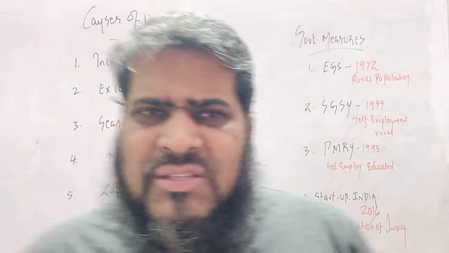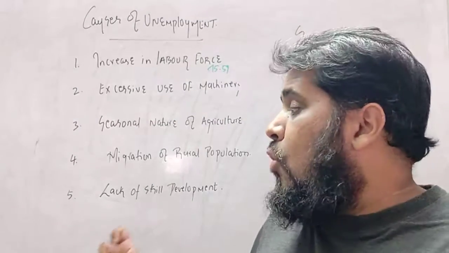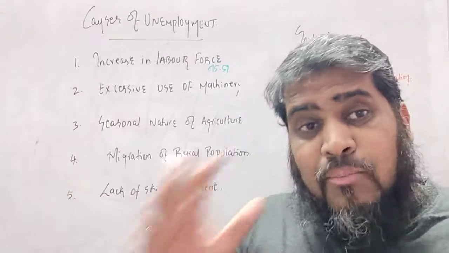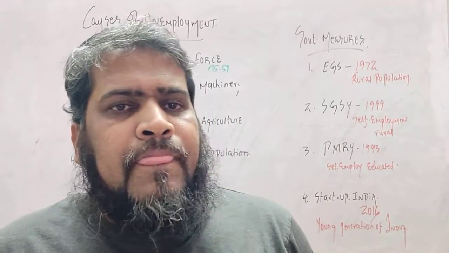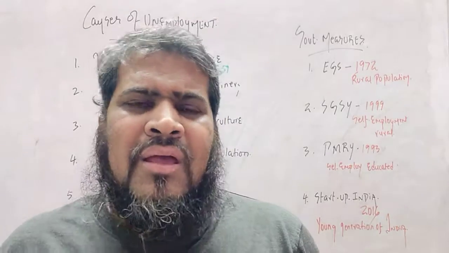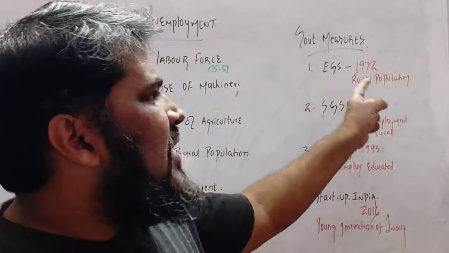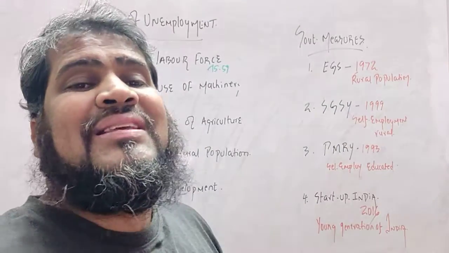Because I told you just a few minutes back, more population is there in the rural area. Villages are more in our country. So the government decided that the rural population should be given employment. That is why they started the Employment Guarantee Scheme.